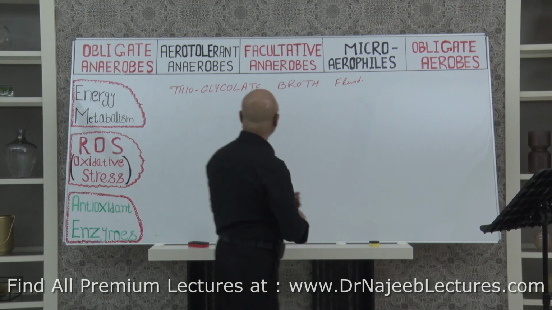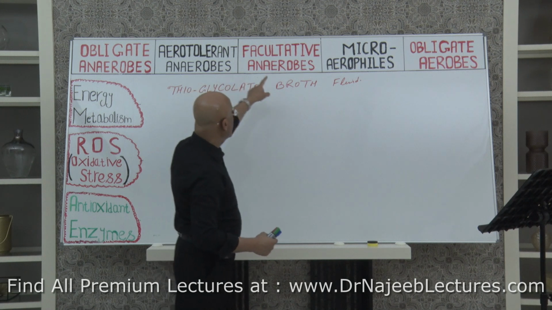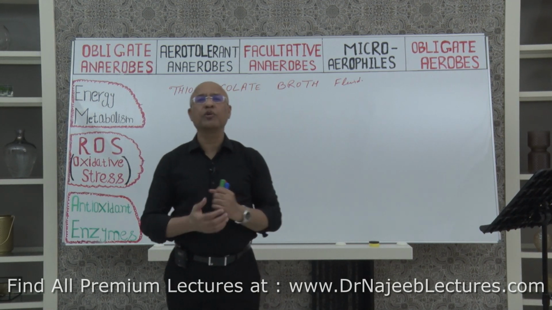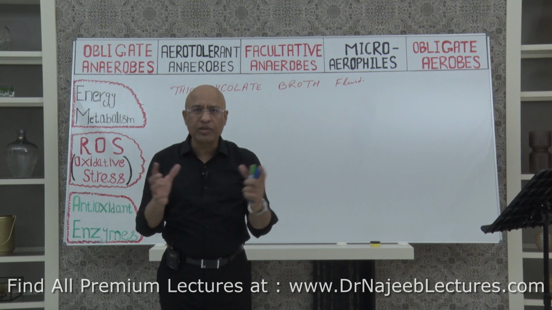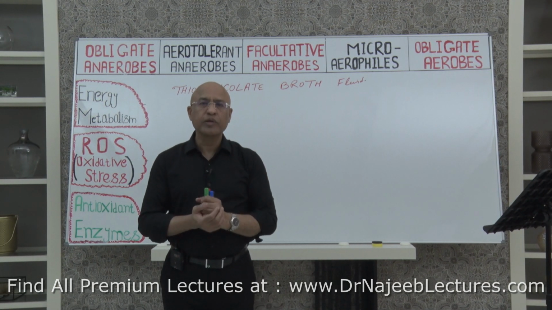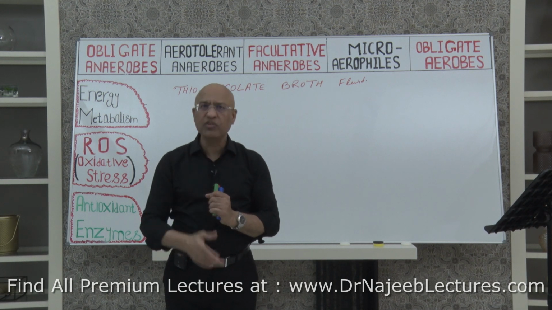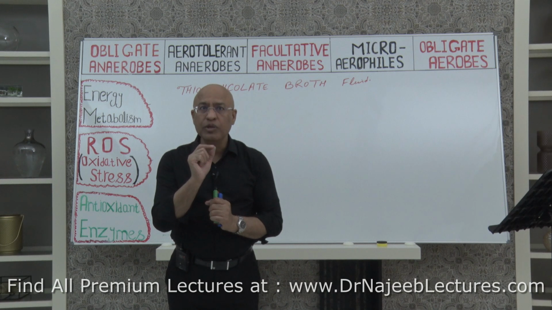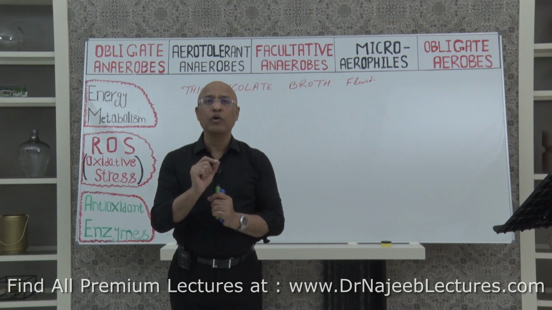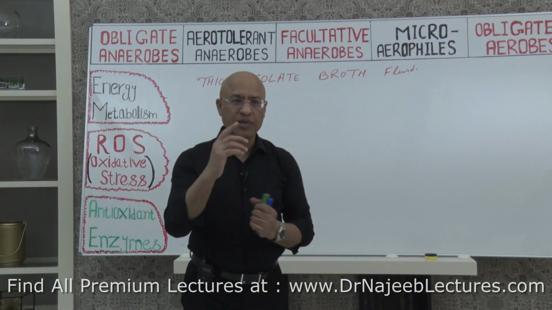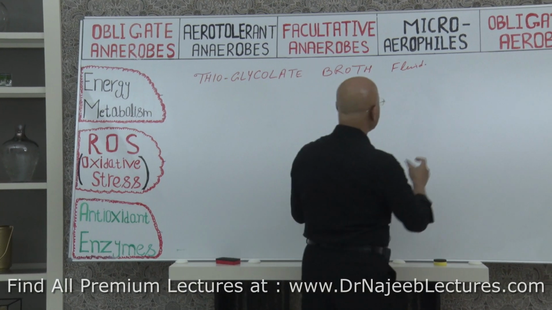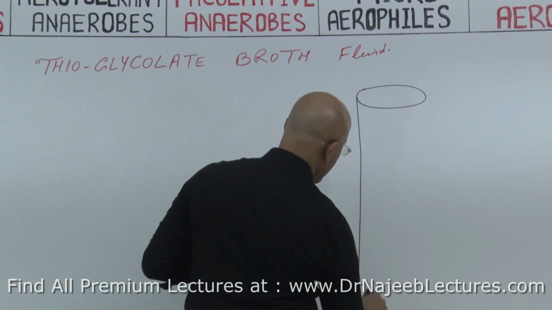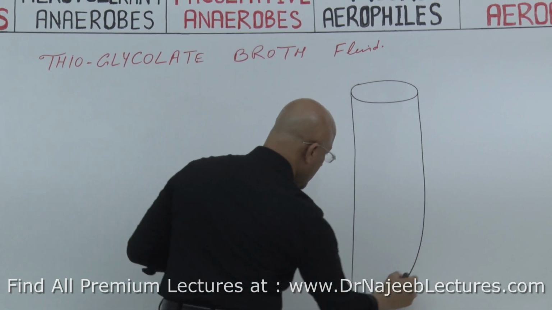Now, because all of these 5 categories of bacteria have slightly different oxygen requirements, and their behavior and relationship with oxygen is different, it means within this culture medium there should be areas with different oxygen tension. Let me tell you how we make it. Let's suppose this is a test tube.